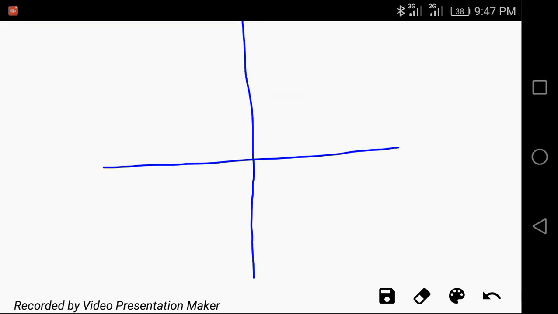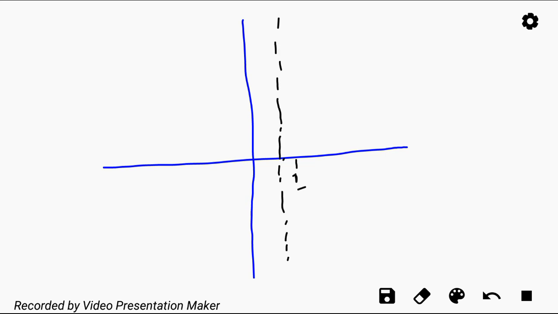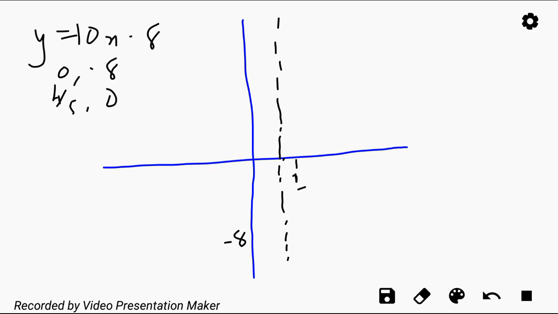So here's how it's going to come out. Let me indicate my breakpoints using dotted lines. This is my 1, my 4 over 5 should be somewhere here, so my dotted line should pass somewhere there. Then I plot my coordinates. For y is equal to 10x minus 8, I had 0, negative 8 and 4 over 5, 0. So 0, negative 8 is somewhere there, and 4 over 5, 0 is somewhere there.